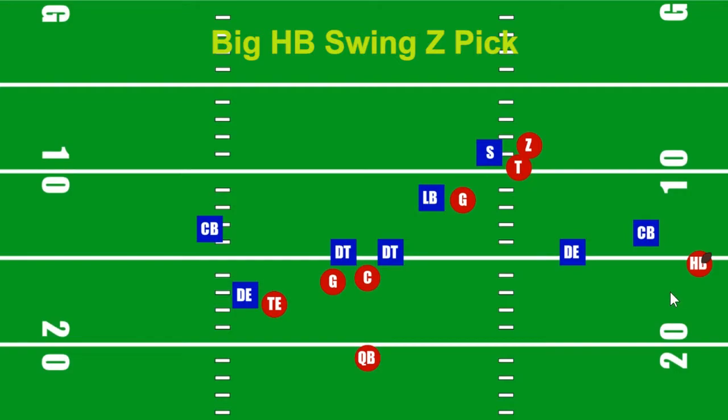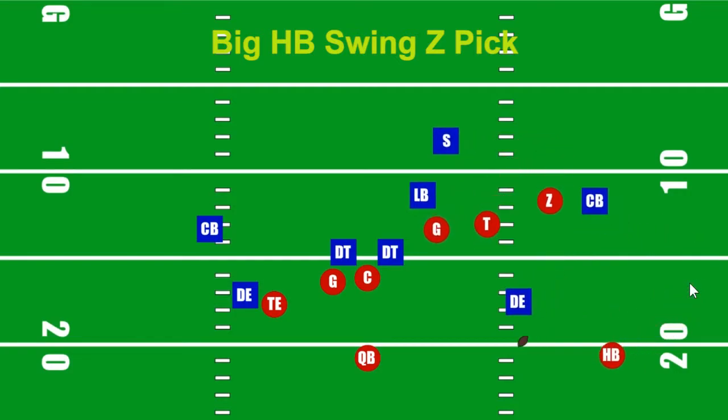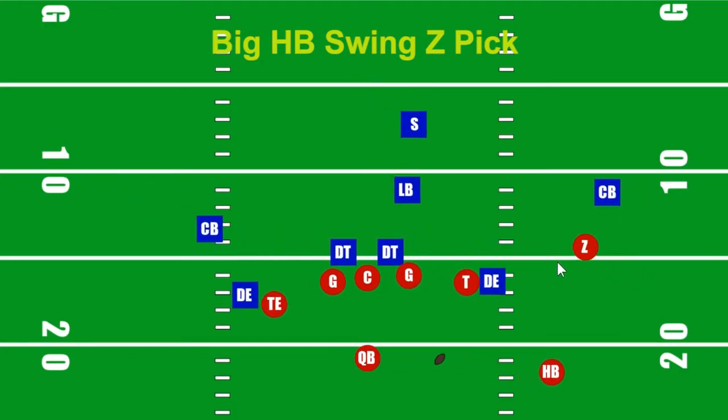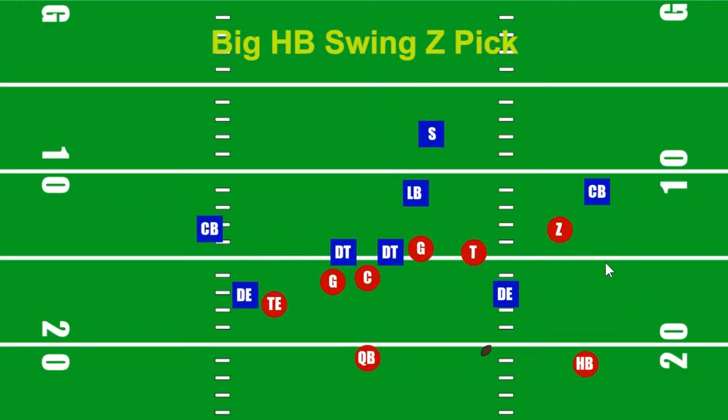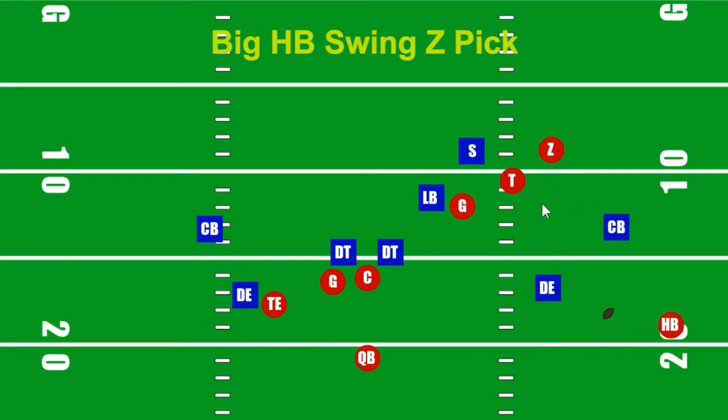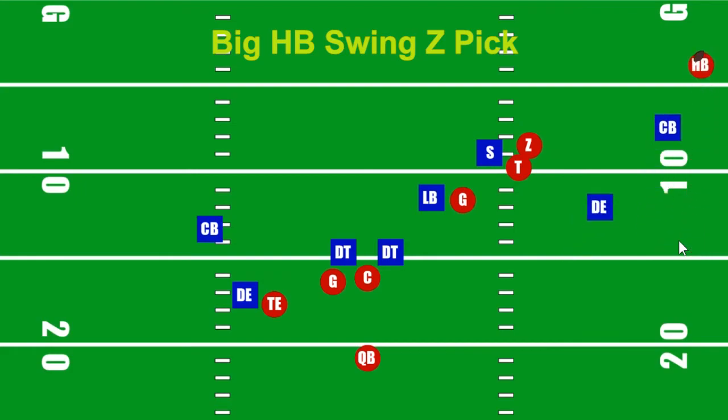This may look like a 2-on-1, but in effect, it's not. It's actually a 1-on-none, because you'll have this guy flat-footed in trailing position. You'll have this guy coming in and more likely being out of the play, and once again, by the time he tries to recover, it's going to be too late. So that is how we like to run our big halfback swing, Z pick.